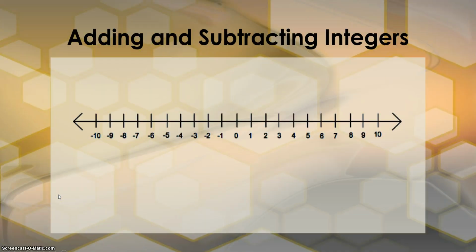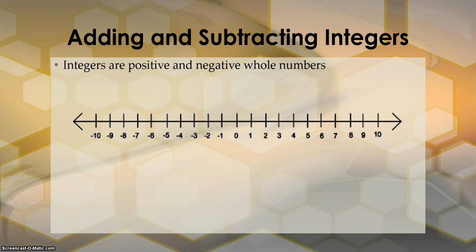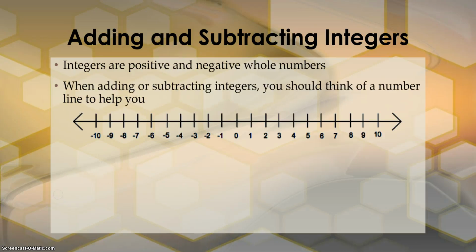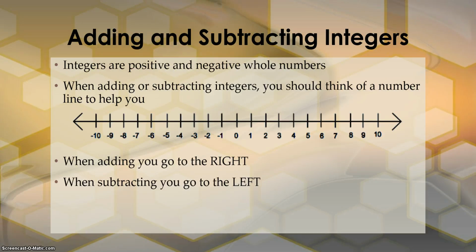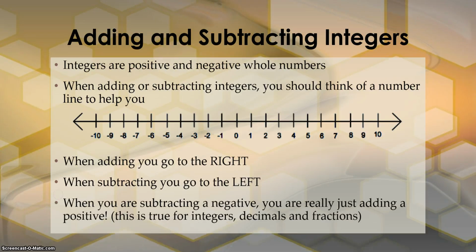First, we're going to talk about adding and subtracting integers. Integers are just positive and negative whole numbers. These are numbers we see on a number line. When adding or subtracting integers, you should think of the number line to help you. When adding, you go to the right, and when subtracting, you go to the left.